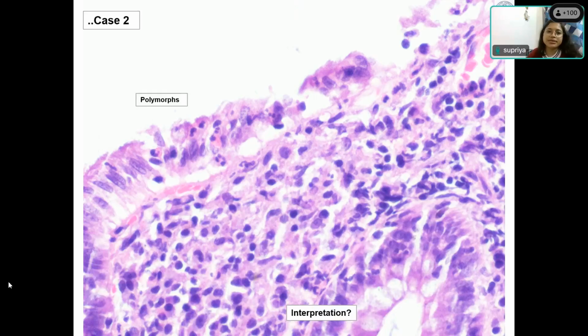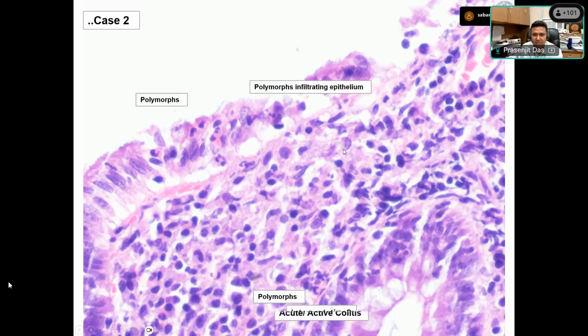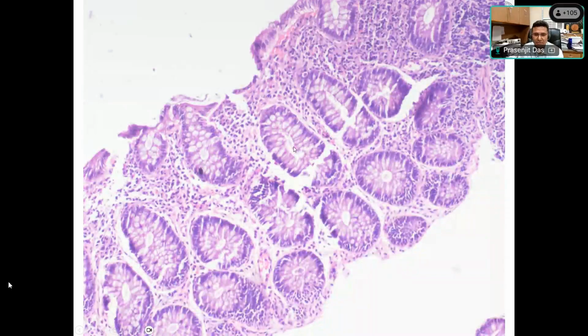Acute active colitis, it can be. Very nice. So we have seen polymorphs infiltrating the epithelium, so that makes it active or acute colitis. We use a few terms, like ACLS, that is acute self-limiting colitis, and also another term, acute infectious type colitis. These are commonly used terms in cases where there is no alteration of the crypt architecture, but you can see active polymorphonuclear cell infiltrate.